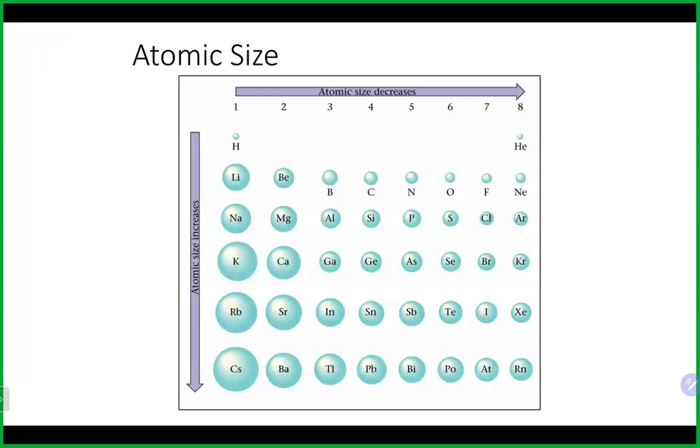Now, the last sort of trend is atomic size. And as you go up and to the right on the periodic table, the size of the atom gets smaller. And one of the reasons is effective nuclear charge, because you have a lot more protons in the nucleus, so even the outer electrons are going to be drawn closer to the nucleus. Size increases as you go down and to the left. That's because as you go down and to the left, you have a lot more electrons, and there's nowhere to put them except on higher energy levels. So they're going to be further spread out, and that's going to cause the atom to be a lot larger.